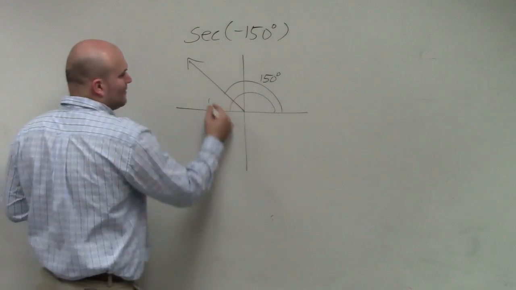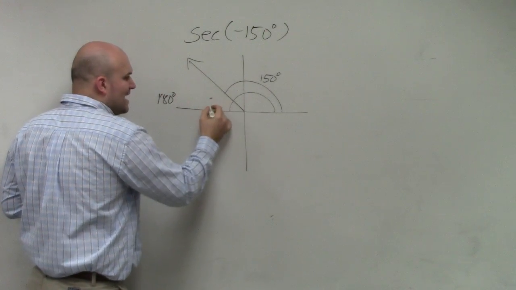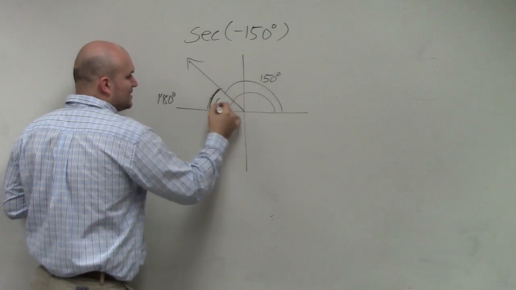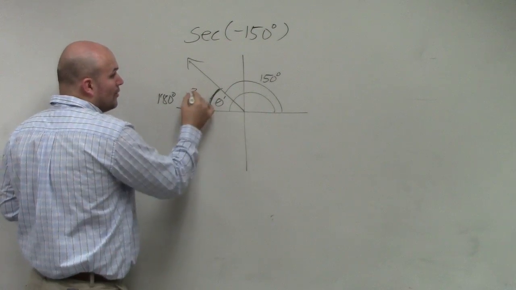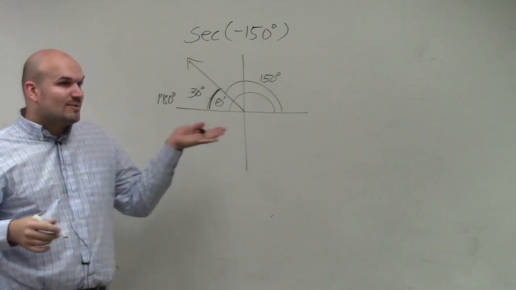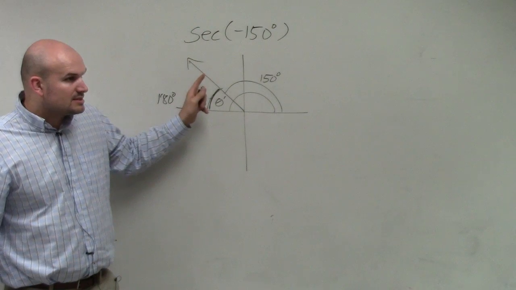If I know halfway around a circle is 180 degrees, then what is my, what we call, reference angle? Do you guys remember we talked about the reference angle, the angle between the x-axis and the terminal side? Remember, the reference angle is 30 degrees. That tells you the angle. Yes?